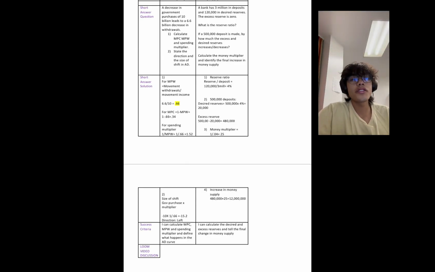For the short answer question, a decrease in government purchases of 10 billion leads to a 6.6 billion decrease in withdrawals. So you need to calculate MPC, MPW, then the spending multiplier, and finally you need to state what happens in the AD curve. You need to tell the size and also the direction of the shift in the AD curve.